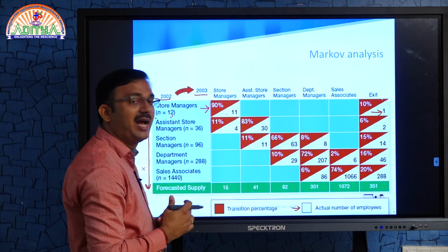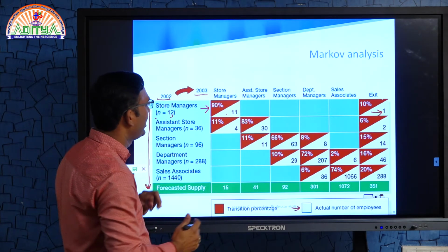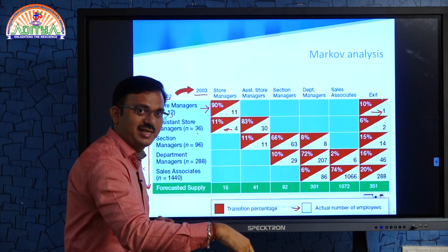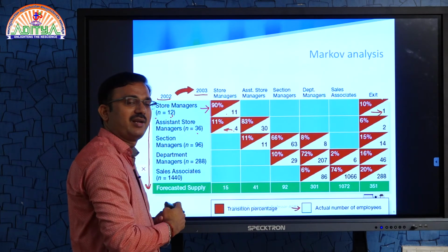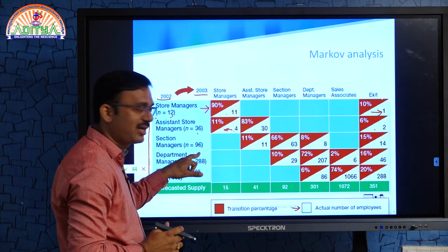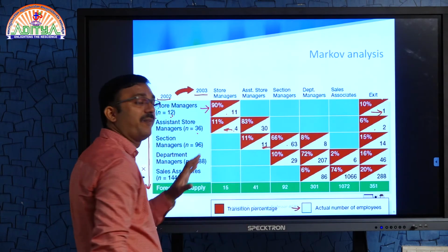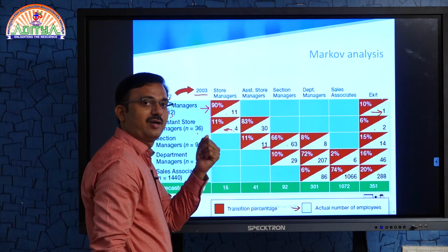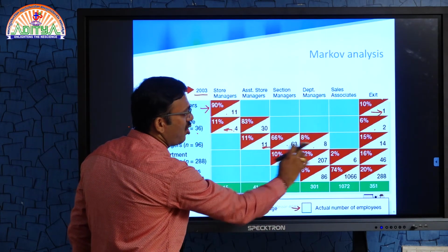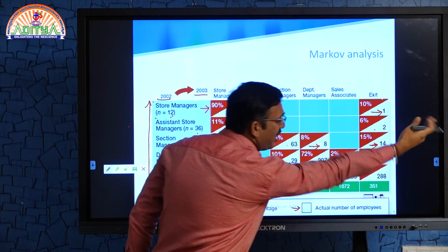Likewise, we are seeing assistant store managers who are capable of becoming store managers. 4 people are capable, 11%. That means here 36 assistant managers are there, 30 people are at the existing level, 4 people are eligible for promotion, and 2 people are leaving the organization. Likewise, section managers. Here section managers are 96 people. Among these 96, 11 people are eligible for promotions because their qualifications and performance fit higher level promotions. And section managers who have not performed well are going to be demoted. 8 people were demoted and 14 people left the organization.